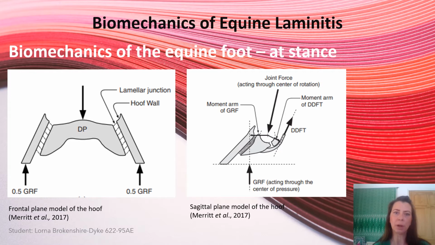A second moment arm, an extensor moment, is created due to the misalignment of the joint force acting through the centre of rotation, which at stance is caudal to the opposing ground reaction force acting through the centre of pressure. At stance, these combined forces are equal and opposite.